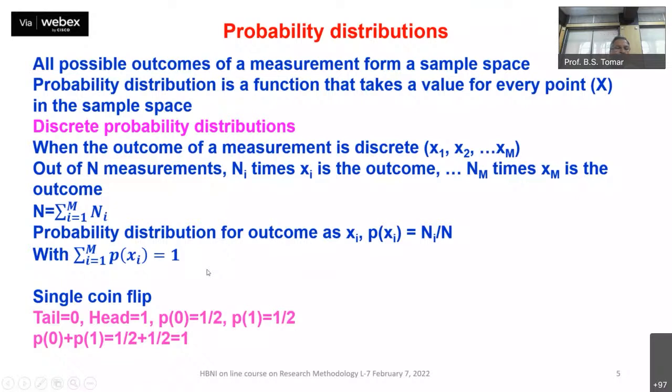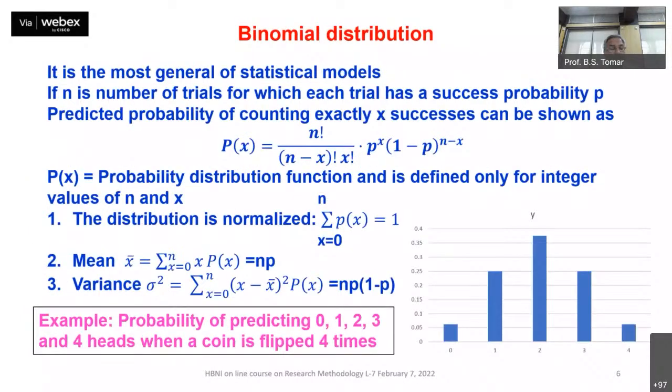Just to give an example, like you are flipping a coin, and a coin has two sides, so you get the tail or the head. The probability of the tail is half, the probability of the head is half. So you get P0 is half, P1 is half, and the sum total of the two probabilities is half plus half equal to 1. This is a very simple example of what we call the binomial distribution, which I will discuss in a little more detail. When you have two outcomes of a measurement and many measurements, you can write it as a binomial distribution.